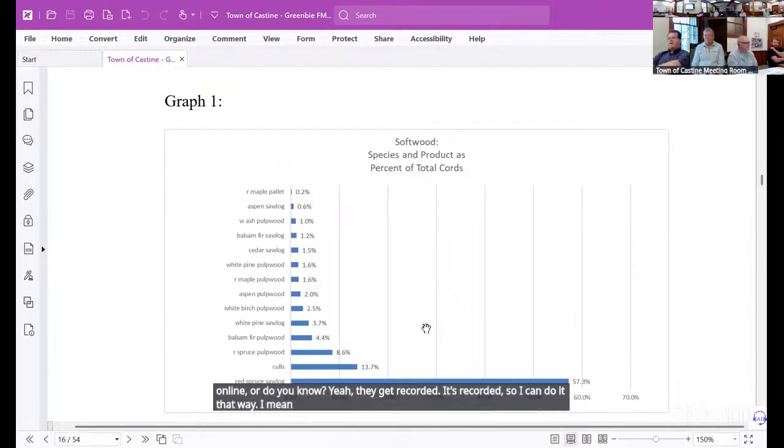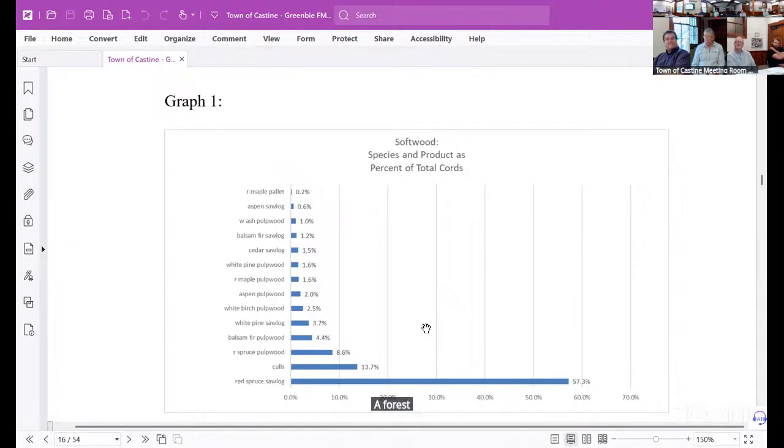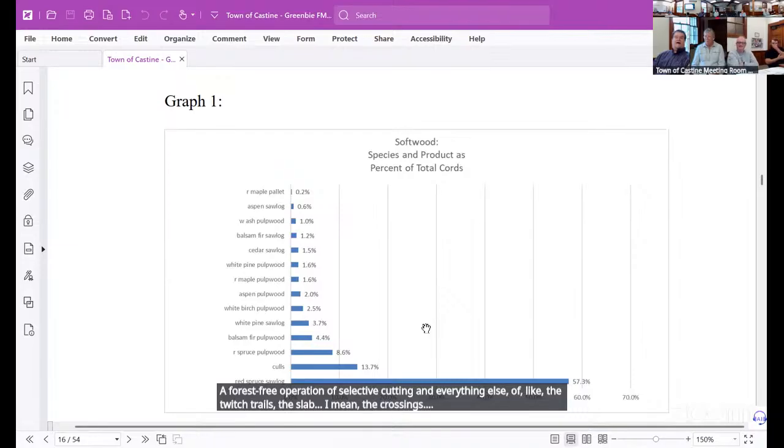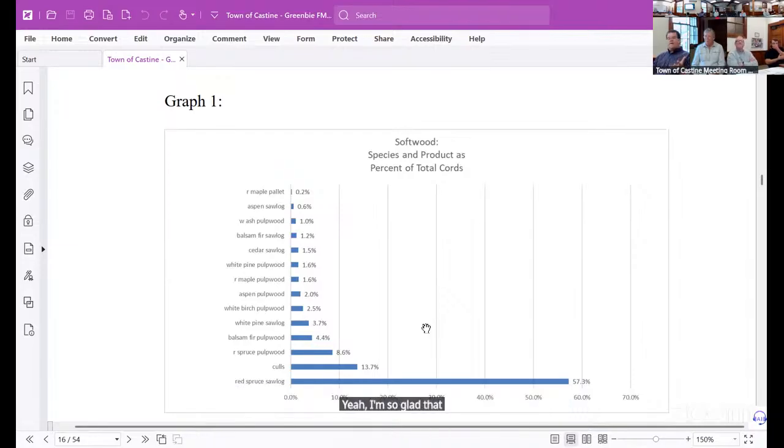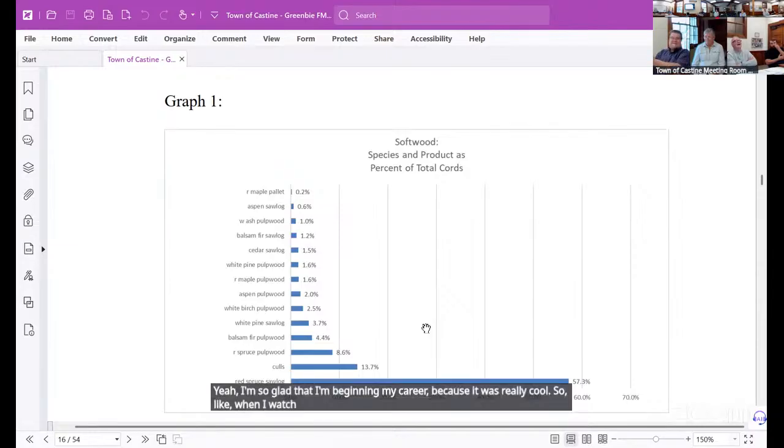When I cut a bunch of land down, I was actually amazed at what went into a forestry operation of selective cutting and everything else. Yeah, like the twitch trails, the crossings. Yeah, I'm so glad that started at the beginning of my career because it was really cool. So when I watch Axemen, I'm like, oh, this is so exciting, I'm watching them use the horses. I know, crazy.